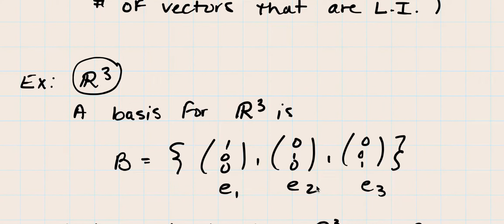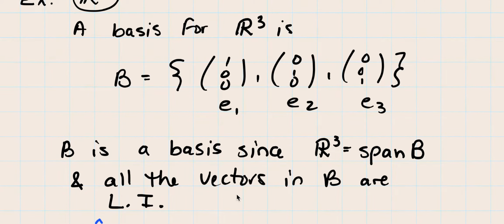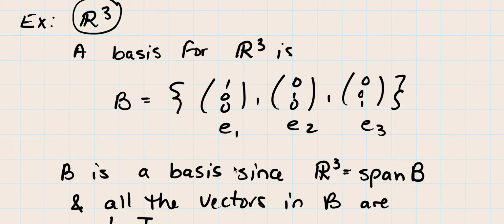We gave the example R3, and we said that the standard basis for R3 is E1, E2, E3, which is just the vectors (1, 0, 0), (0, 1, 0), (0, 0, 1). This one is very obvious to see that this is a basis because you can see that these are linearly independent and that they span. We also said that a vector space can have infinitely many different bases.